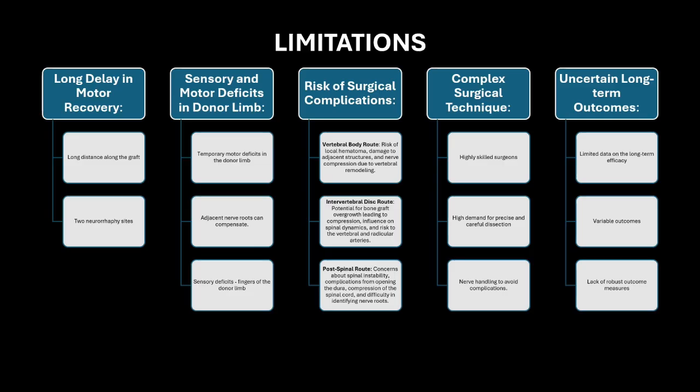The limitations of this procedure are, one, there's a long delay in motor recovery. It's not totally predictable, but I feel that reducing spasticity from the neurectomy of the affected C7 is beneficial. And if you're using a nerve graft, then there are two neurorrhaphy sites, and that comes with its own problems.